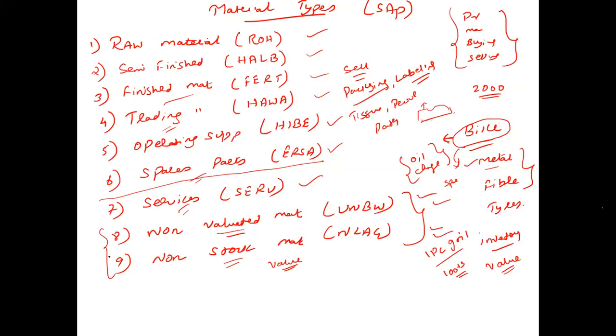Right? These are the different material types which are used in the standard SAP system. If business wants to create different material types, in most scenarios, business uses these material types itself. If business wants to create some other material types which it is going to procure, then it will be able to create those material types in the system.